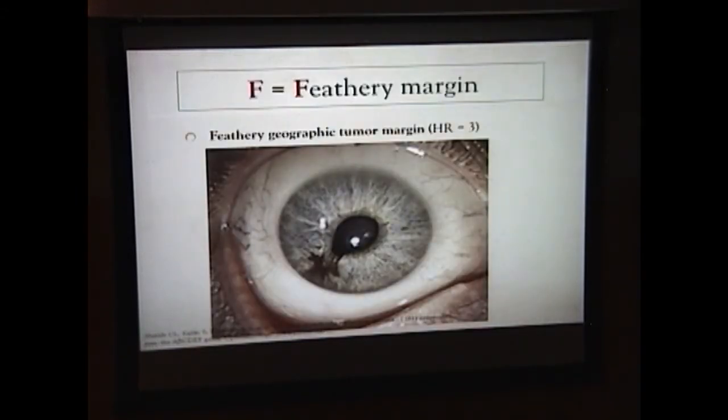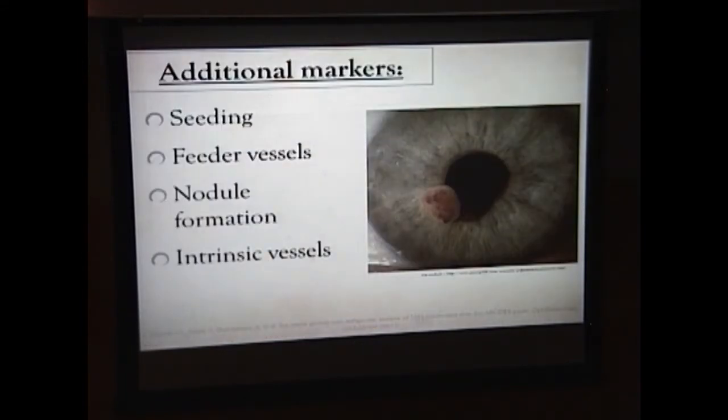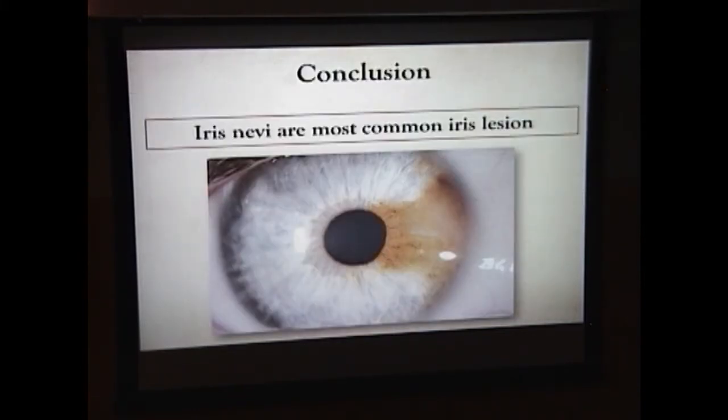F, and lastly, is for feathery margin. So this is referring to the geographic tumor margin of the original nevus, associated with a three times increased risk of becoming melanoma. If you note here, this nevus in the bottom, I've outlined these feathery, fanning out borders here. Additional markers, which are indicative of a nevus that would be at risk for becoming a melanoma or a melanoma itself, are seeding both on the iris itself and in the angle, feeder vessels, nodule formation, and also intrinsic vascularity.